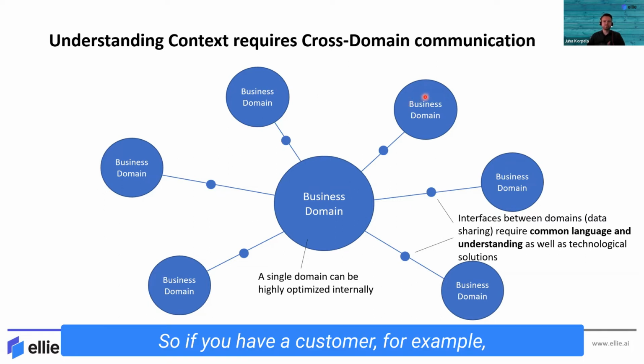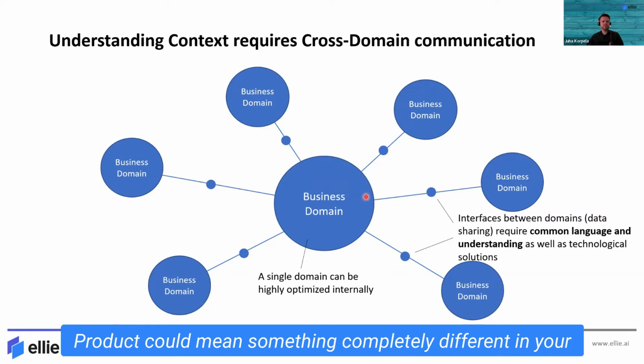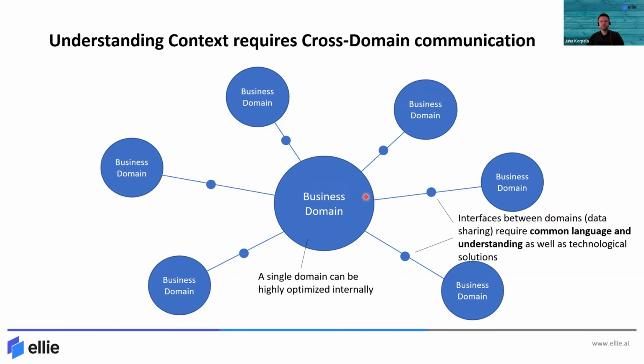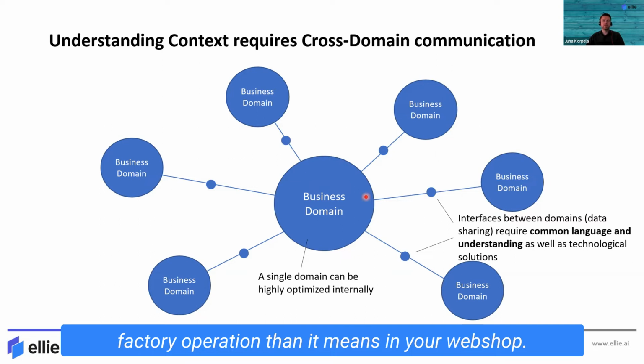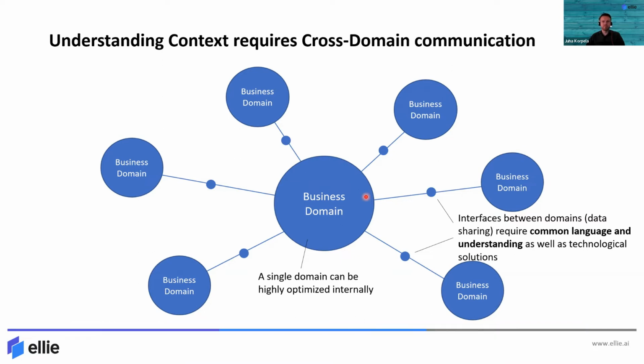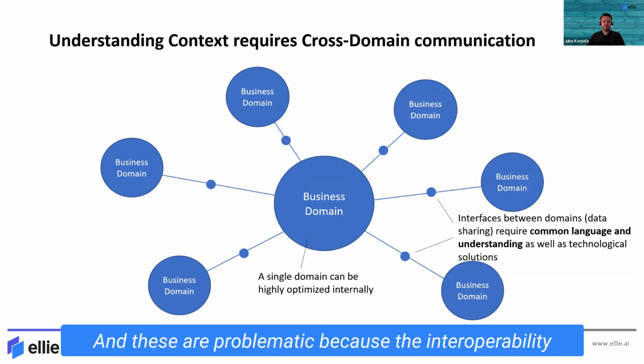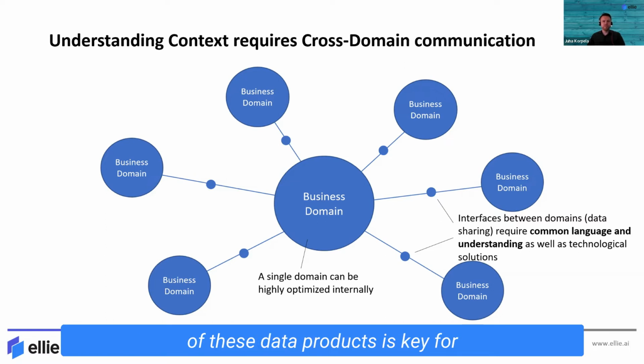So if you have a customer, for example, that could mean 10 different things. And we encountered that a lot. Product is another thing. Product could mean something completely different in your factory operation than it means in your web shop. And these are problematic because the interoperability of these data products is key for this actual mesh to interlink and work. So now we're getting to the issue here, which is something that has bothered me and us at Ellie for a while now.